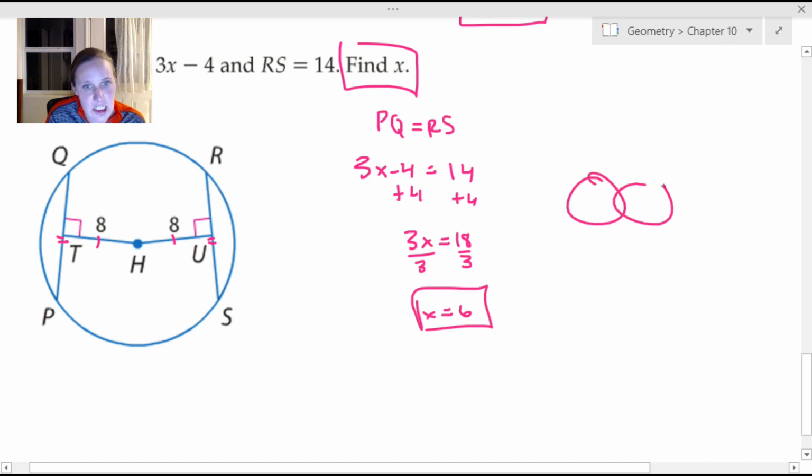We're done. Smiley face. Maybe some hair. I don't know. A tongue.